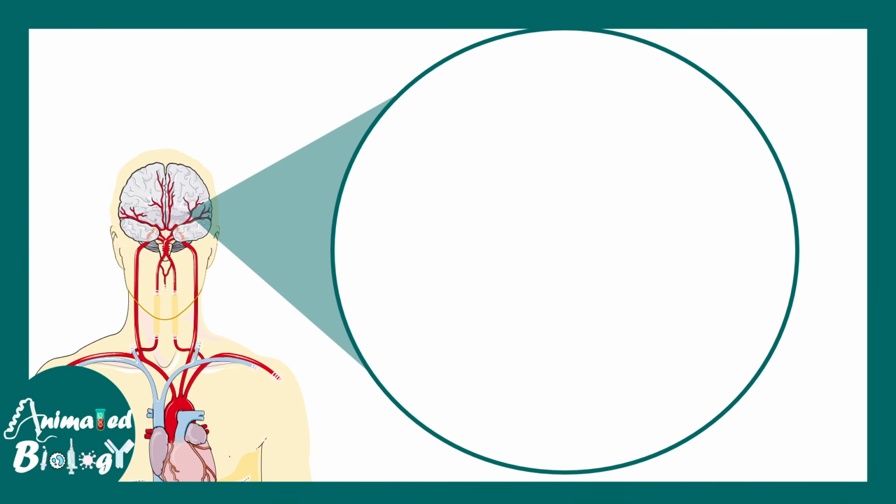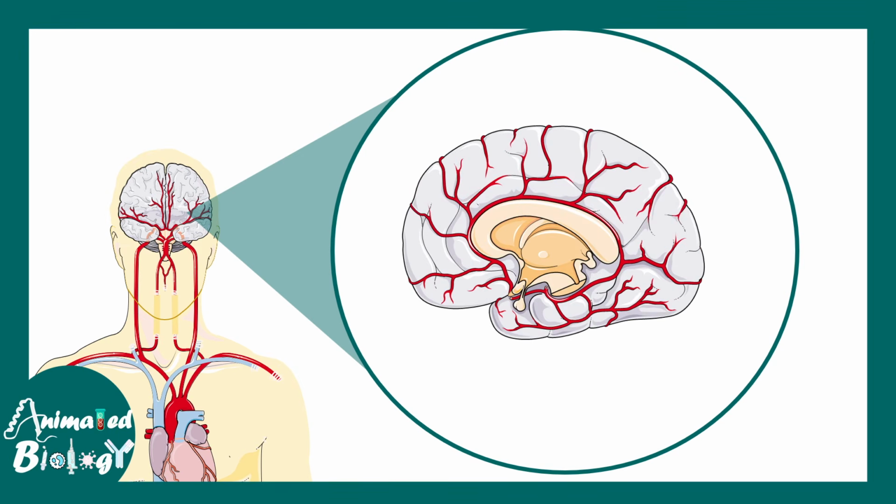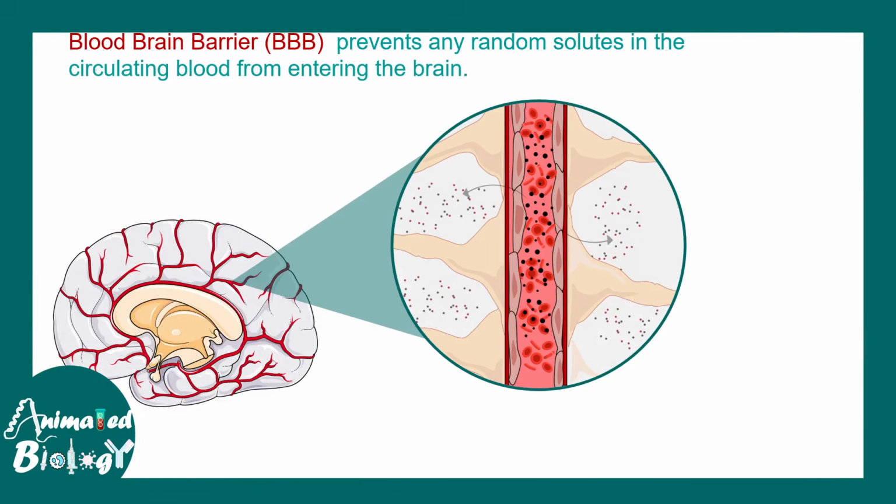Now let's talk about the blood-brain barrier. Any harmful substance that is present in our blood does not reach the brain thanks to this blood-brain barrier. So this blood-brain barrier is actually made of capillary endothelial cells of the blood vessels and the astrocytes, which limit the molecular movement across from the blood to the brain.